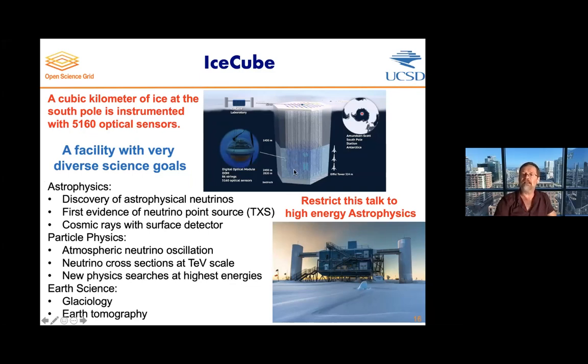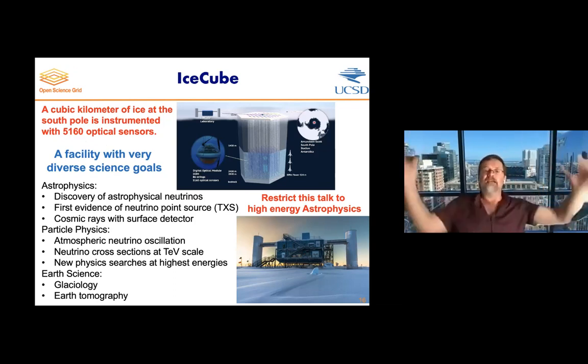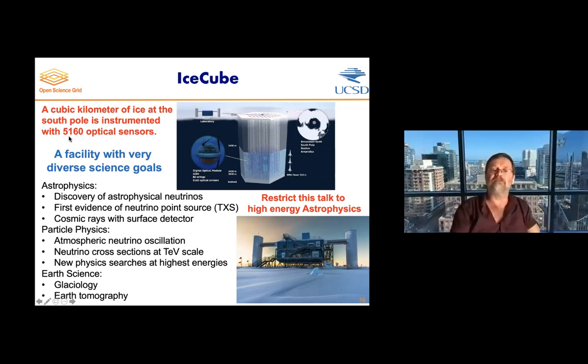There is 1 kilometer in height, and there is a kilometer square in distance. And so you're instrumenting a cubic kilometer of ice, therefore called IceCube, the experiment. And that cubic kilometer of ice has 5,160 of these optical sensors spaced in space, so imagine a cubic kilometer instrumented with a little more than 5,000 phototubes.